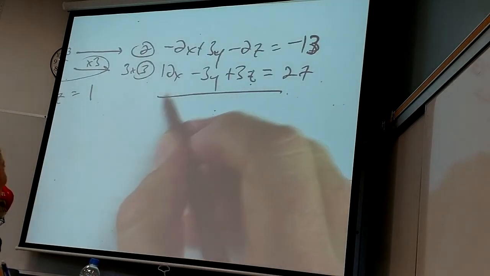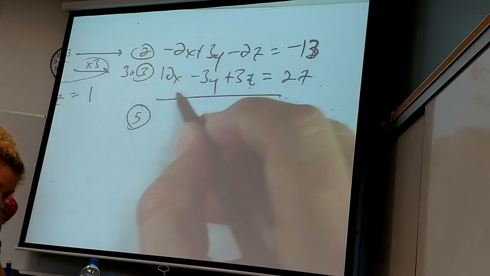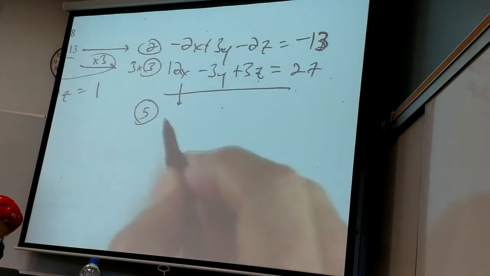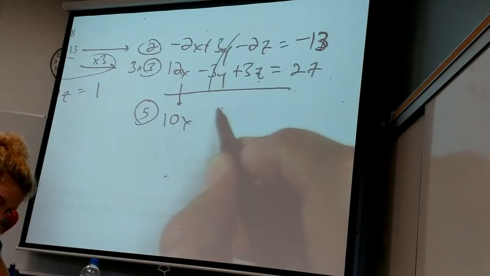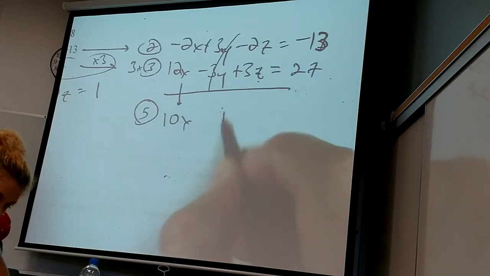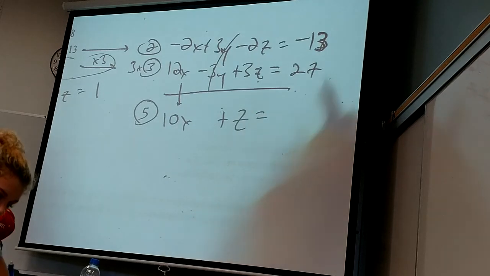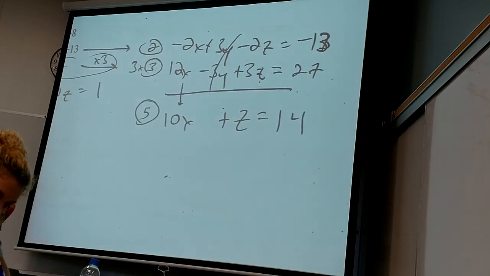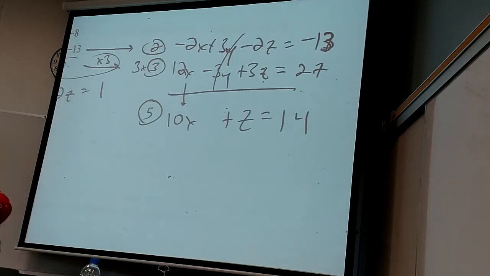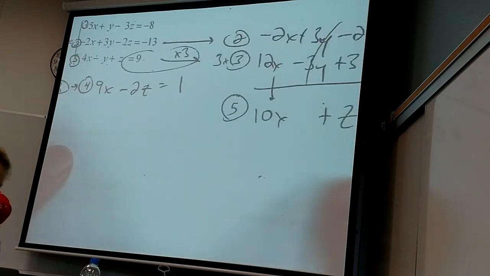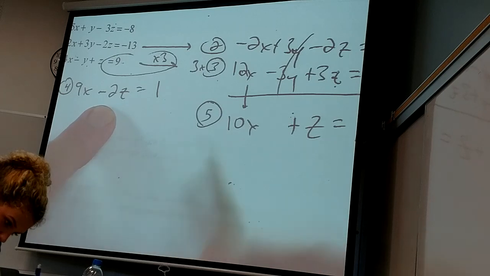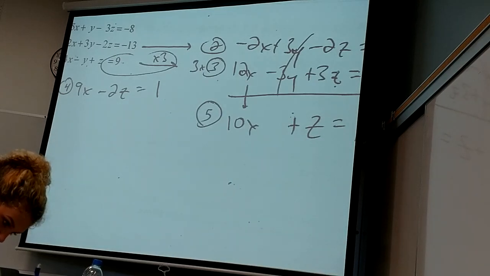And now if I add these together and make a fifth equation, so here I get 10x, the y's die like I wanted, plus z equals 14. So here's the one we just got. Here's the one we got earlier. Here's the one we just got. So now I've killed the y twice. I've got two equations with just x and z.